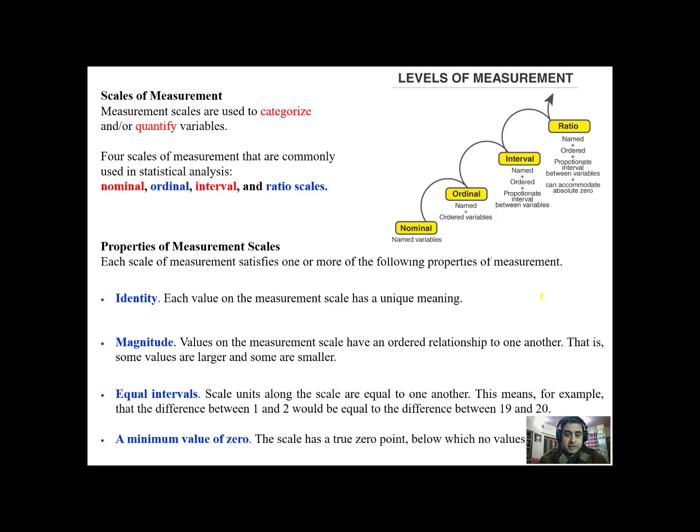Now, the fourth property of measurement scales is a minimum value of 0. So the height can be 0, age can be 0, mass can be 0. So this is also one of the properties of measurement scales. Depending on how many properties a scale has, we will know which type of scale it is, whether it is a nominal, an ordinal, an interval, or a ratio scale of measurement.